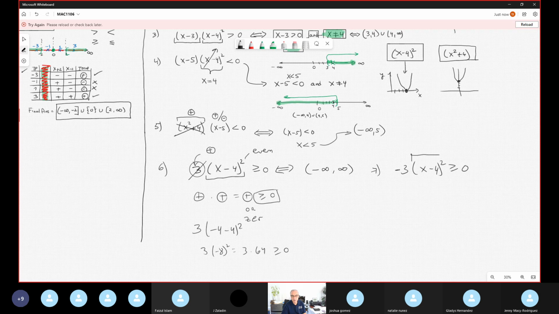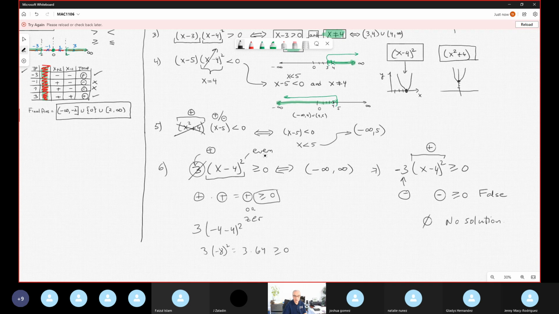This part is always positive. And this part is always negative. And positive and negative is negative, and negative is greater than or equal to 0. This is a completely false statement. That means there is no solution. No solution. So what is the conclusion?